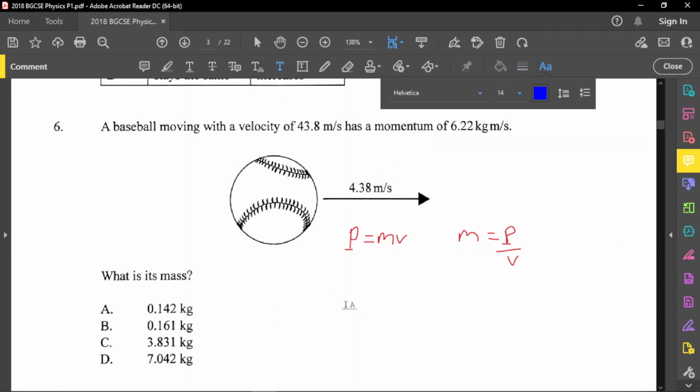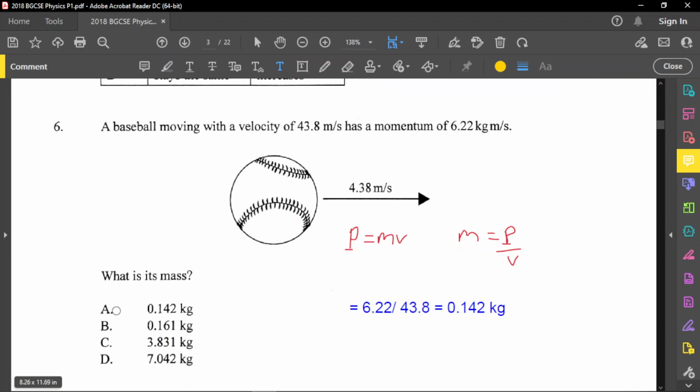So the mass will equal the momentum, which is 6.22, divided by the velocity, which is 43.8. And so this will give us a value of 0.142 kilograms. So that's the mass right there. So our answer here has to be A. All right, good. Number 7.